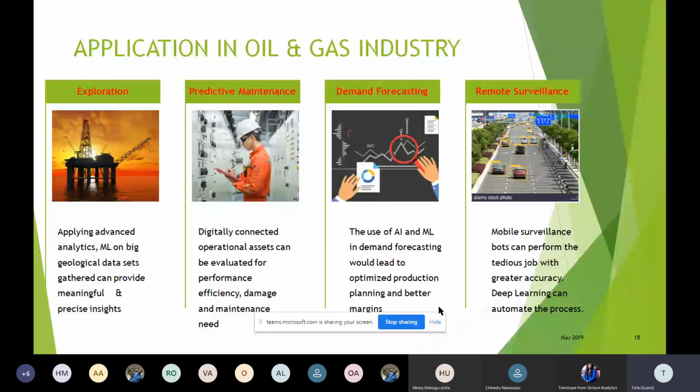Then for demand forecasting, it depends very heavily on selling our products and selling them profitably. So if you can work in that space where you are able to optimize the process of demand forecasting, then that's another good application. Then remote surveillance. Because oil and gas companies have a lot of infrastructure located in remote areas, if we can come up with technologies for remote surveillance, of course, powered by AI, data analytics, machine learning, that would actually be a good area of application.